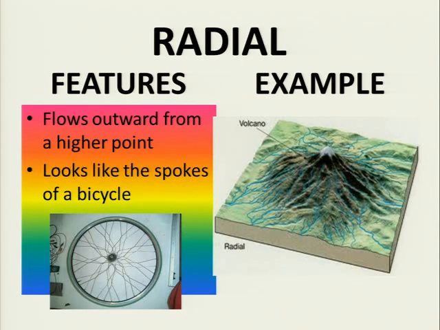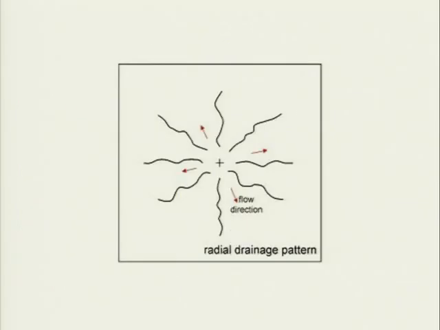Now we come to the radial pattern. The radial pattern is very easy because it flows outward from a higher point, and it looks like the spokes of a bicycle. Do you see there? Underneath is a bicycle frame and the spokes of the wheel. And you will see it is the same pattern that is on the right-hand side. It flows from a higher lying area outward. As you can see, look at the direction in which the water flows.